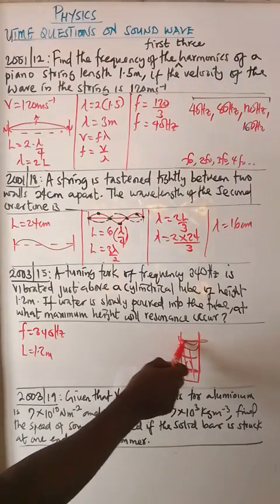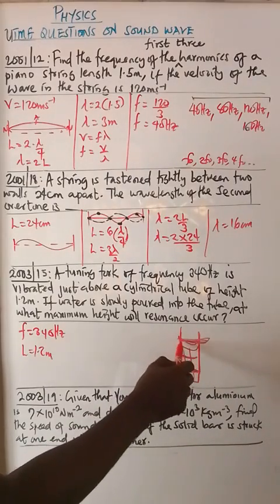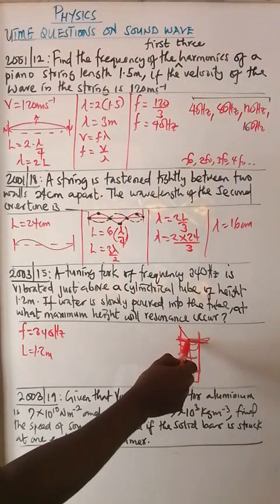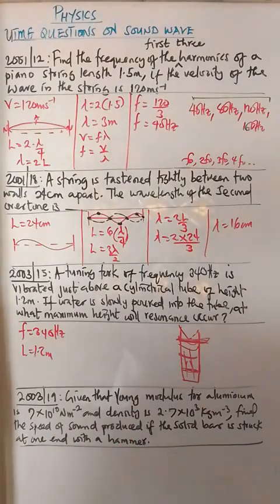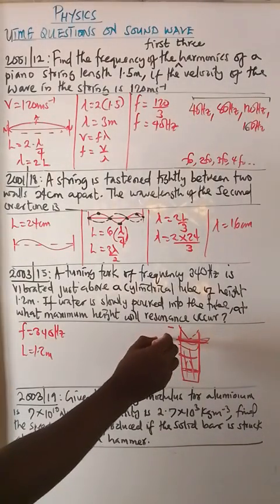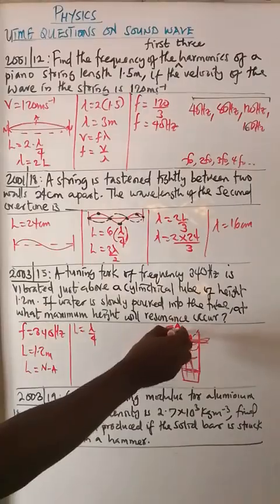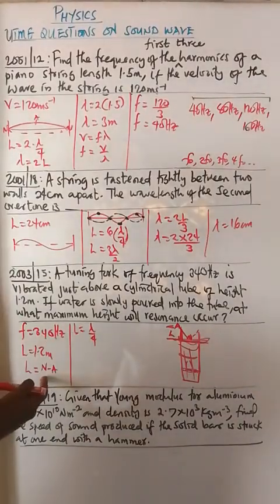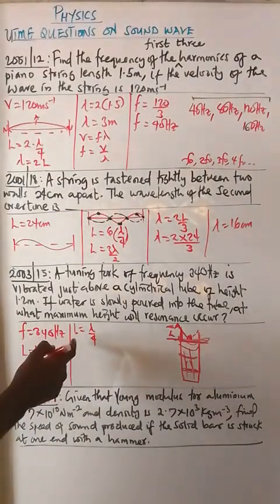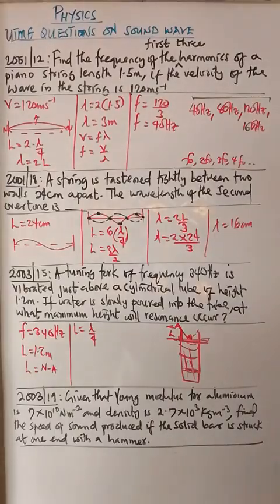So the highest height that will give resonance is what? The fundamental note. The length here is what you are looking for. Let's call it L. This is the antinode and this is the node. So the length contains only one single antinode, which is lambda over 4. So you need to get what? The length. So what is the wavelength?